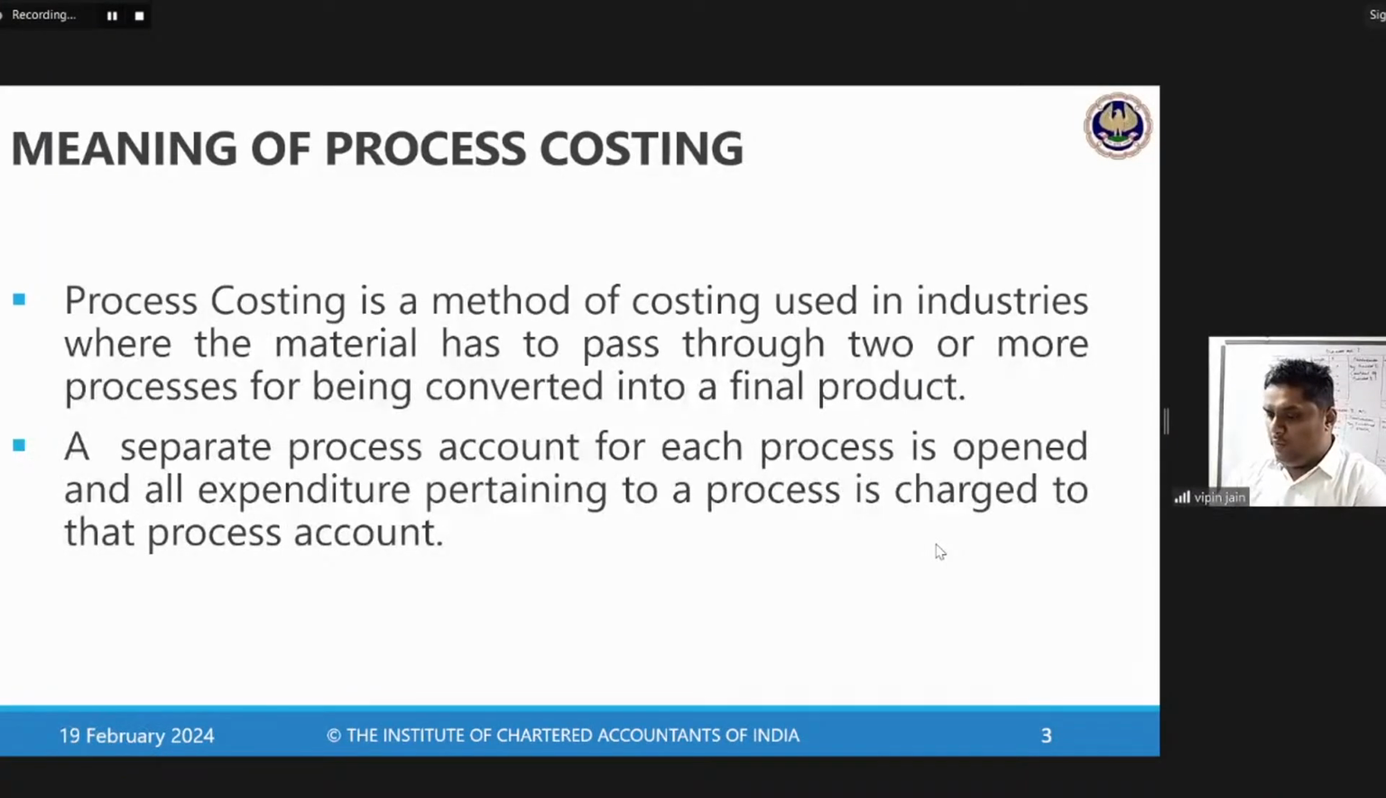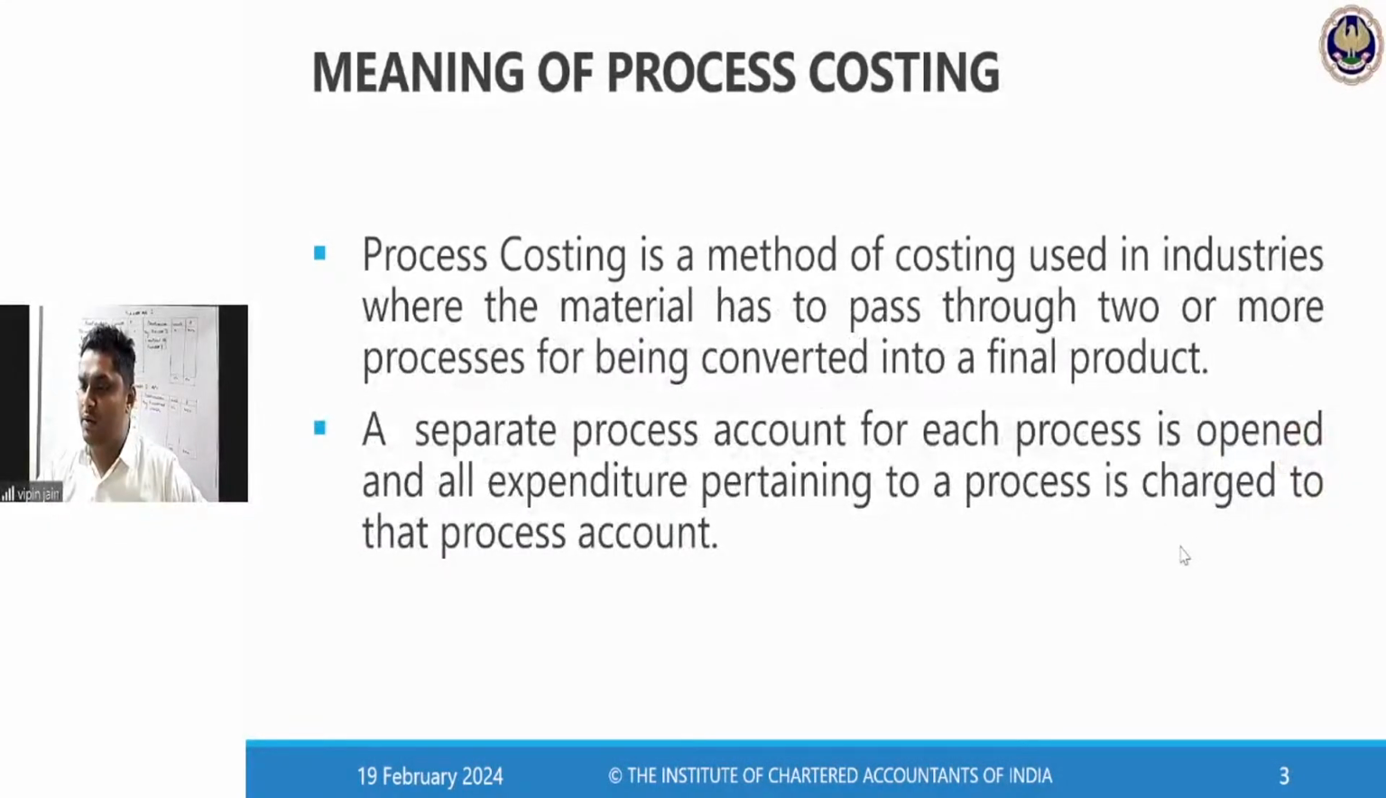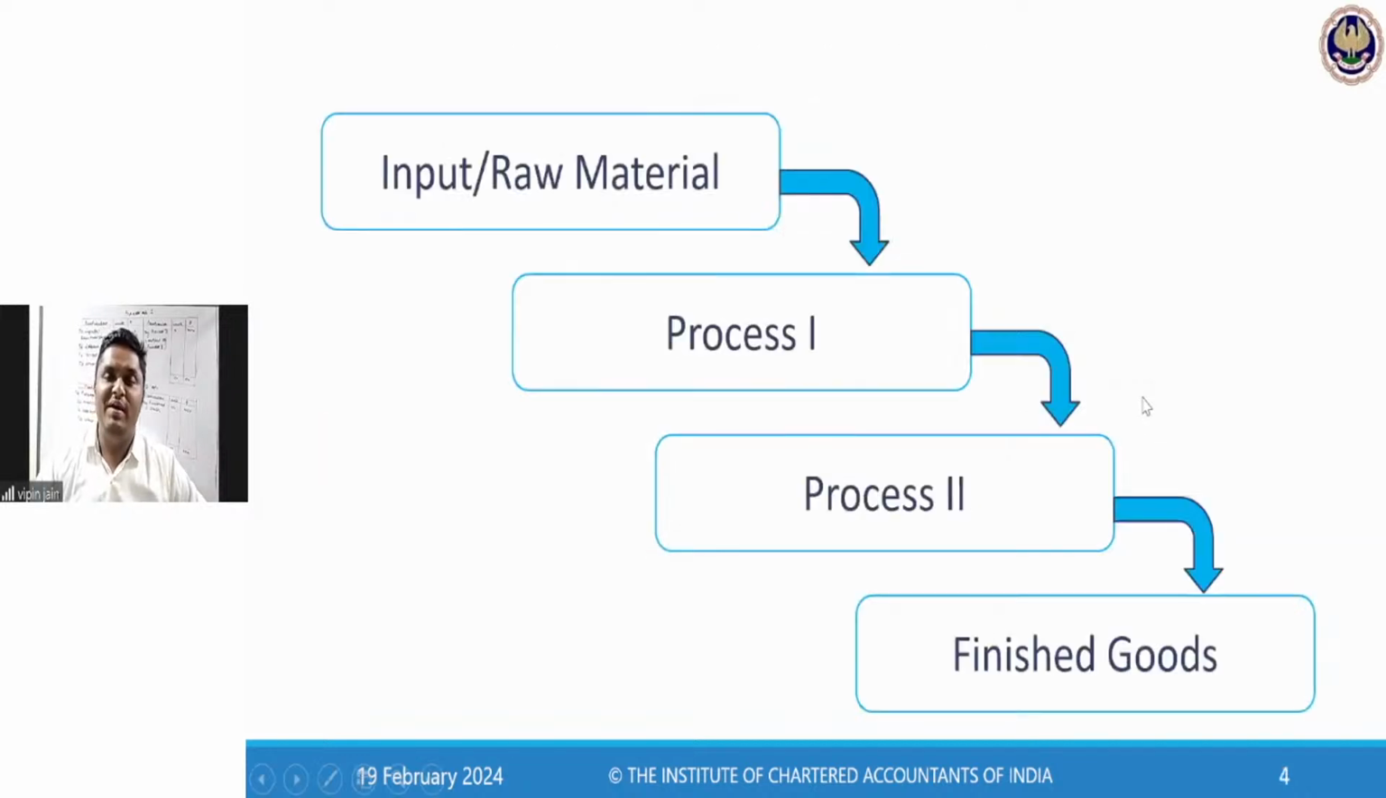So herein, I have provided some material on process costing also. The meaning of process costing is a method of costing used in industries wherein the raw material has to pass through two or more than two processes before being converted into final product. A separate process account for each process is opened and all the expenditures pertaining to a process are charged to that process account. So this is the meaning of process costing.